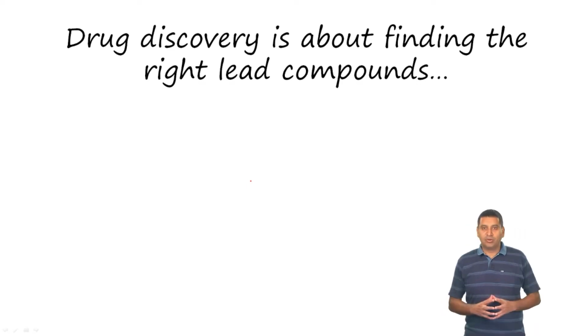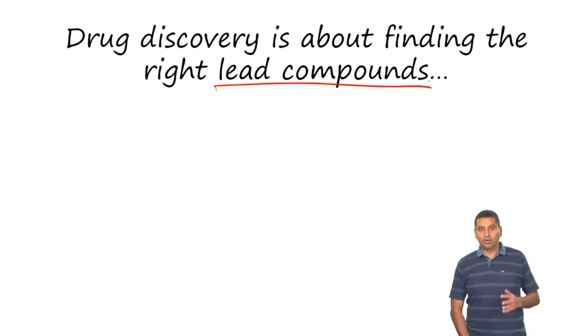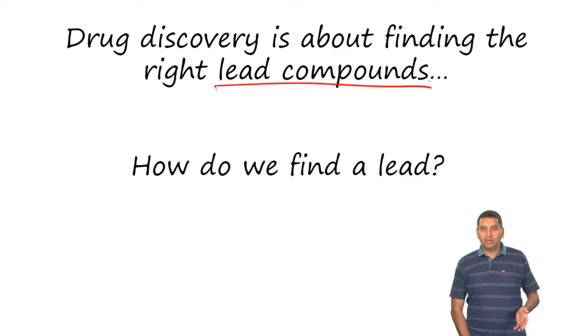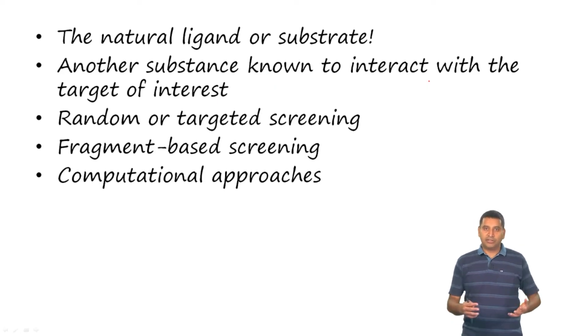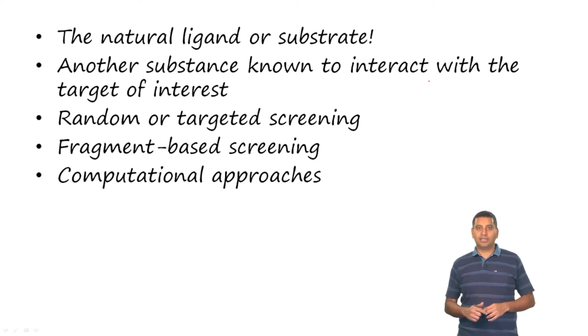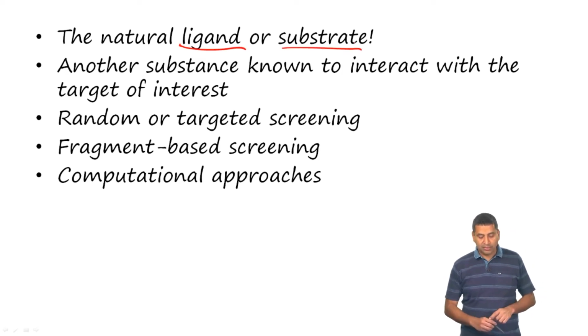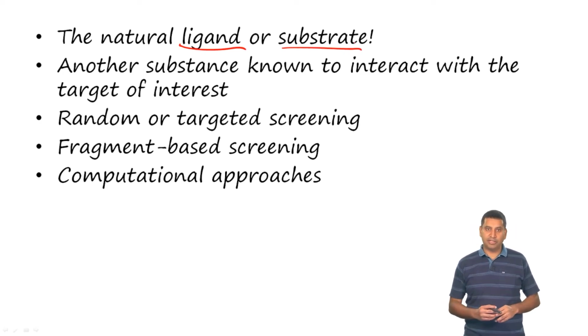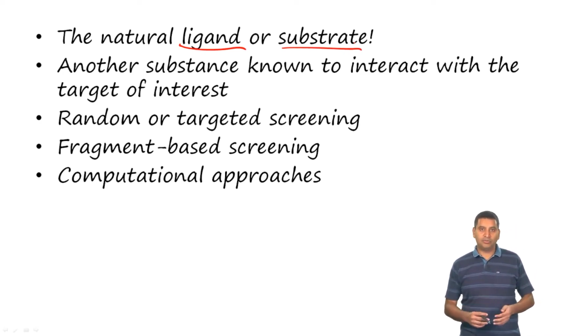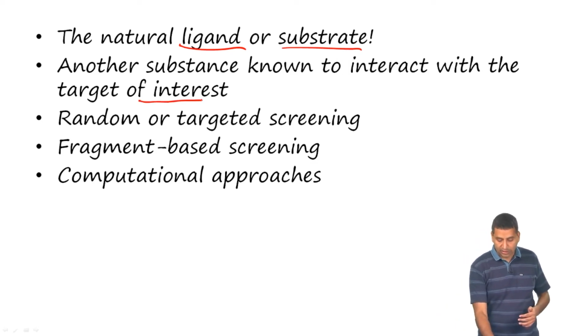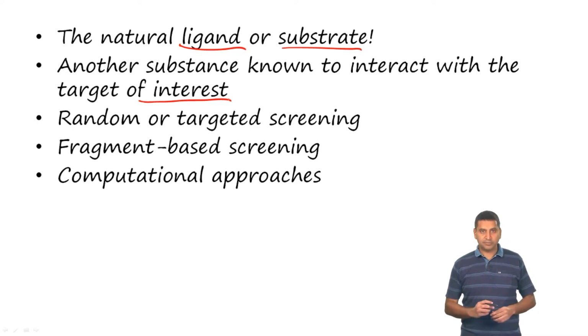Okay, welcome back. In the last lecture, we looked at how to find a lead compound. The question we asked was, how do we find a lead? We discussed many approaches. The first approach, in the case of an enzyme or a receptor, was to look at the natural ligand for the receptor or substrate for the enzyme. The other way is to look at known substances which are known to interact with the target of interest. We looked at an example last class.